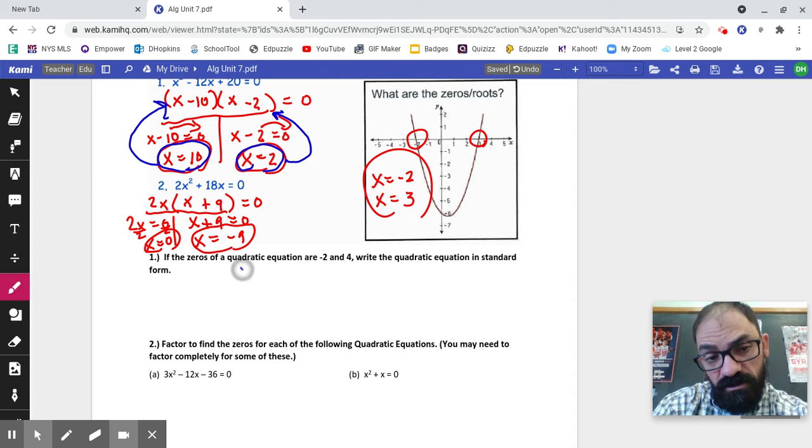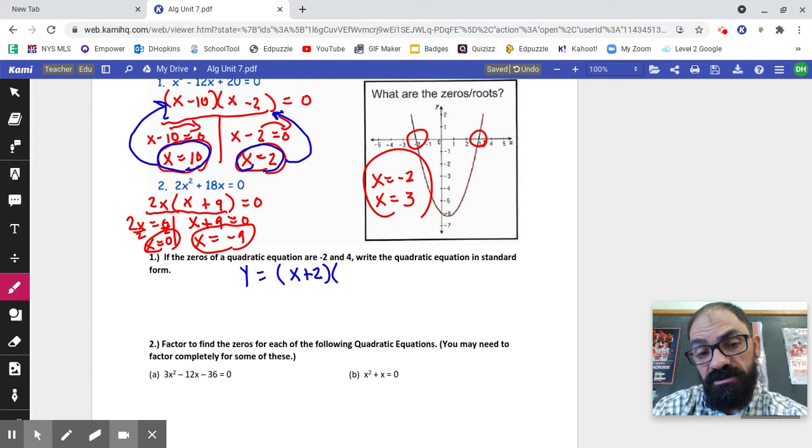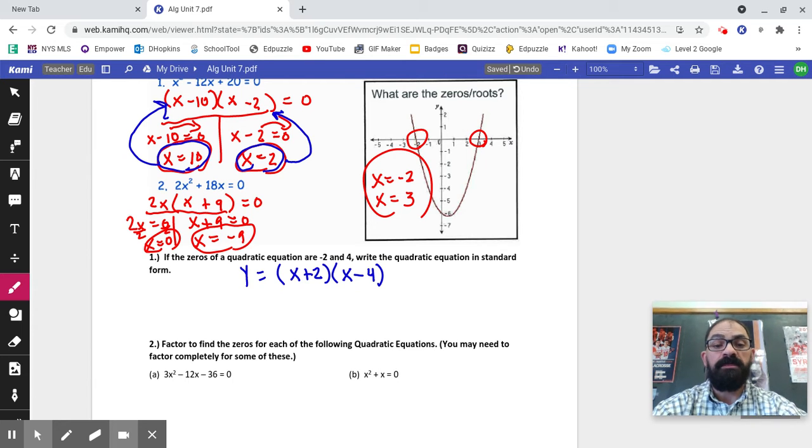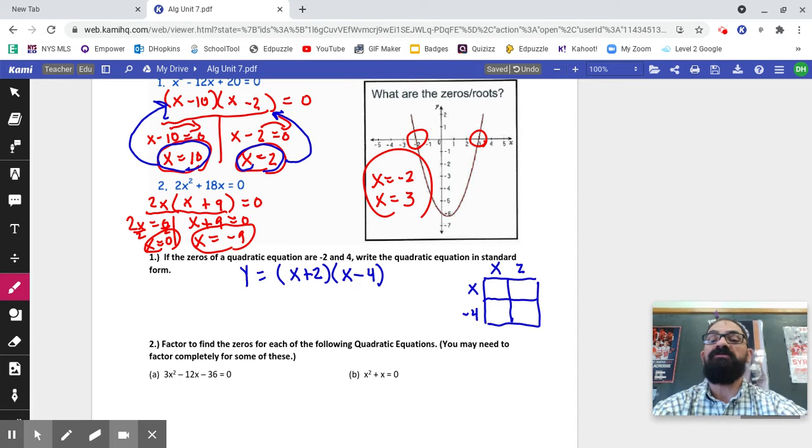So if I do y equals, if my 0 is negative 2, then its factor is x plus 2. If my 0 is 4, then its factor is x minus 4. So I kind of negated that. So now I have a binomial times a binomial. We can use the box method to multiply that. We've seen this before, but I'm going to refresh your memory. X plus 2, x minus 4.